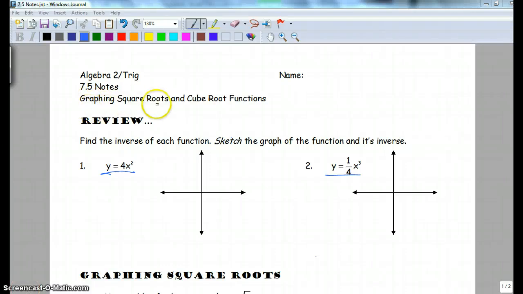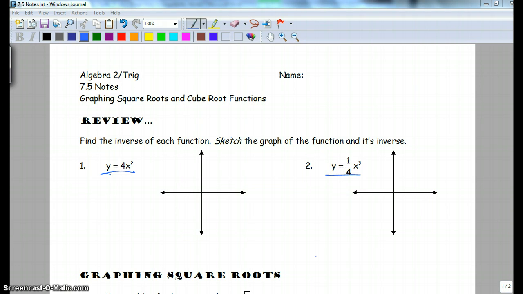7.5 is all about graphing square root and cube root functions. We've got a quick warm up. Go ahead and pause the tape, graph y equals 4x squared, and graph y equals 1/4 x cubed. Nothing fancy, just a quick little sketch. Go ahead and pause it and graph them up.